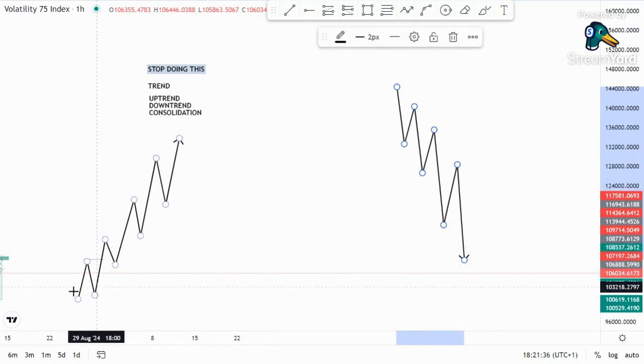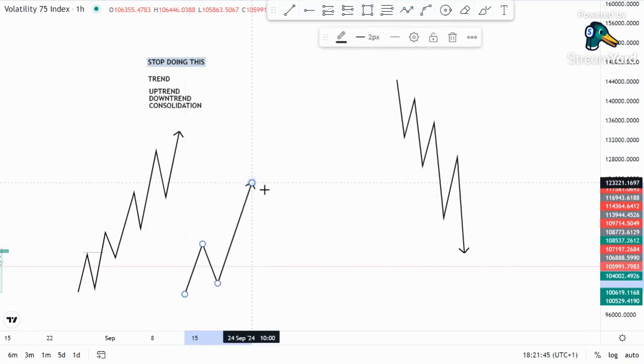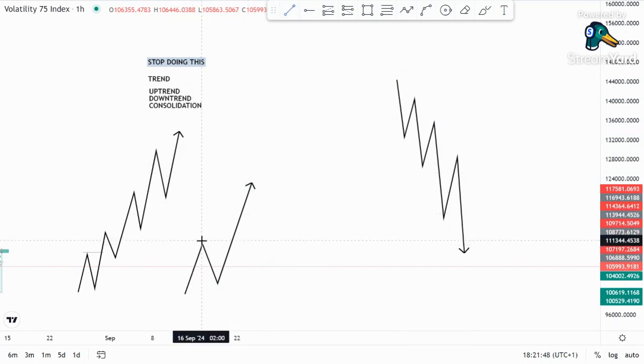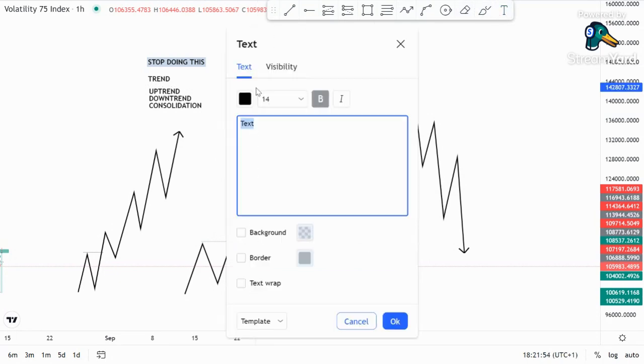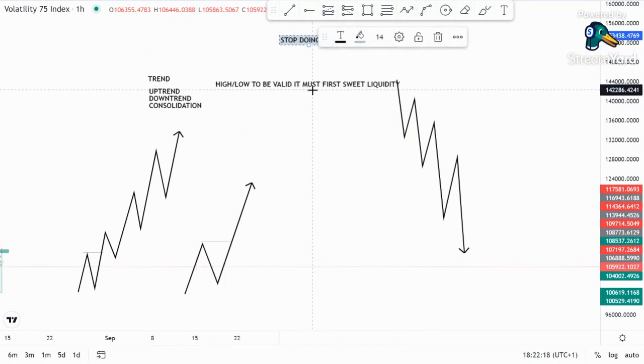So after seeing that the market has taken out the high, for example, when you see that there was a break of structure to the upside, maybe on the daily time frame, for a low or a high to be valid, take note of this: it must first sweep liquidity, right? Liquidity is the main driver of the market. You all know that. So it must first sweep liquidity.